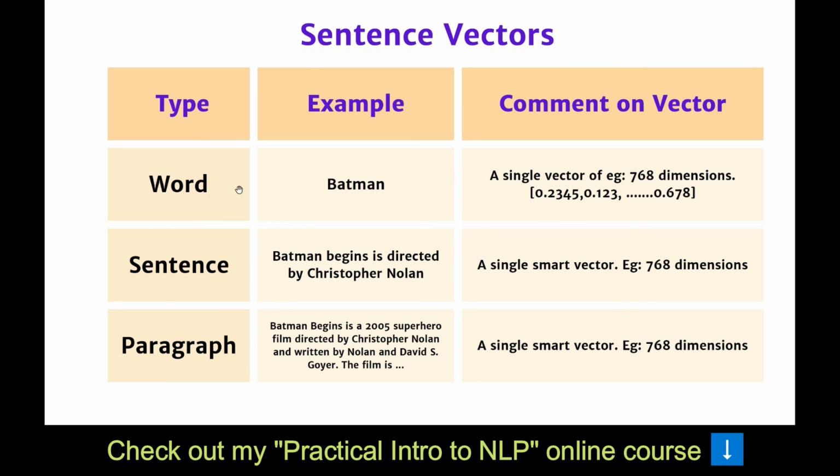So at the end of the day, a word is represented by a single vector. A noun phrase or verb phrase that is multi-word is also represented by a single vector. A sentence is represented by a single vector. A whole paragraph or document is also represented by a single vector. So now you can do easy comparisons among each other.